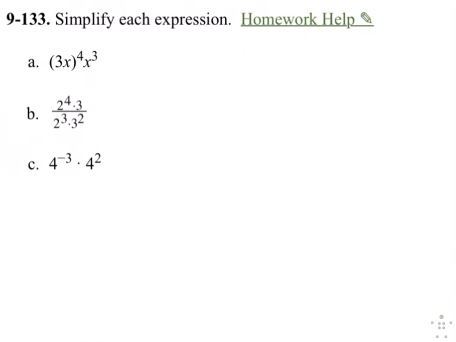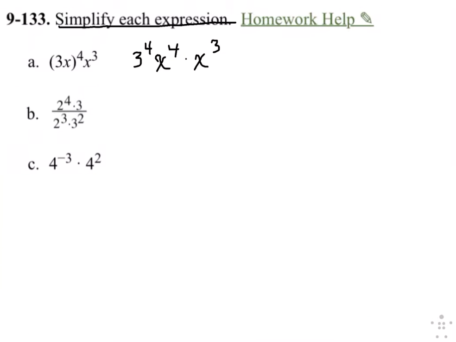Okay, for 133, they want us to simplify. It does not say anywhere that we can leave it in exponential form. So the 4 distributes in, right? So it's 3 to the 4th, x to the 4th, times x to the 3rd.